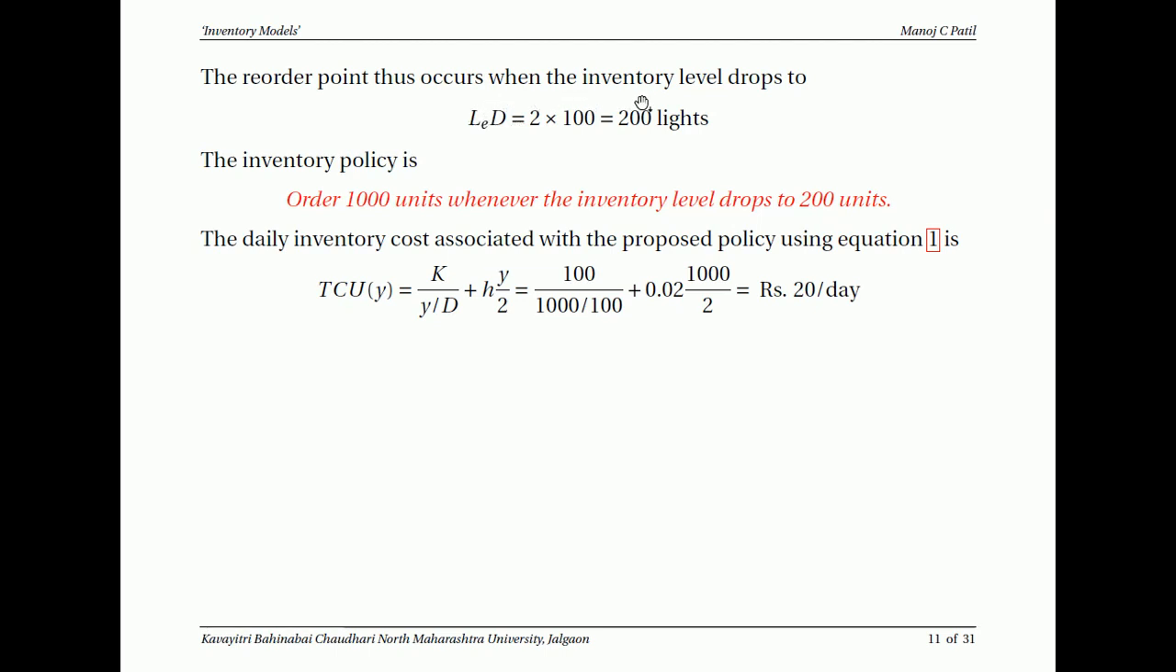So the inventory policy is: order 1000 units whenever the inventory level drops to 200 units, and the cost can be calculated by KD upon Y plus HY divided by 2, that's 20 rupees per day. Okay.